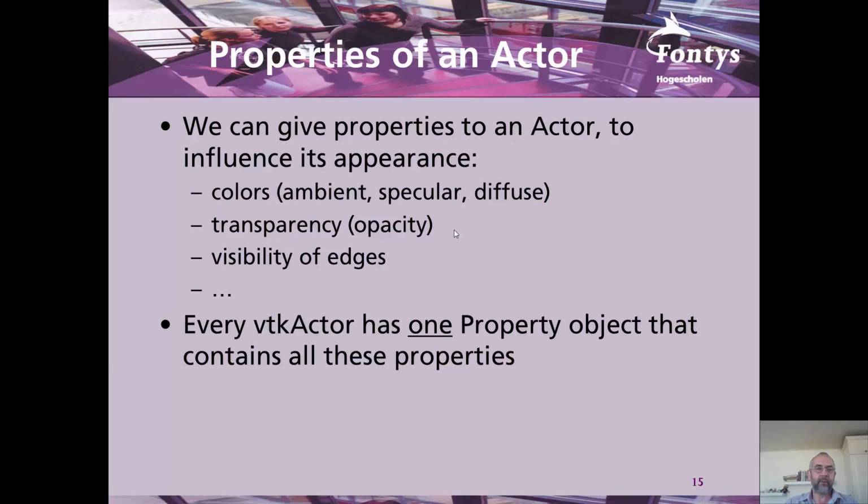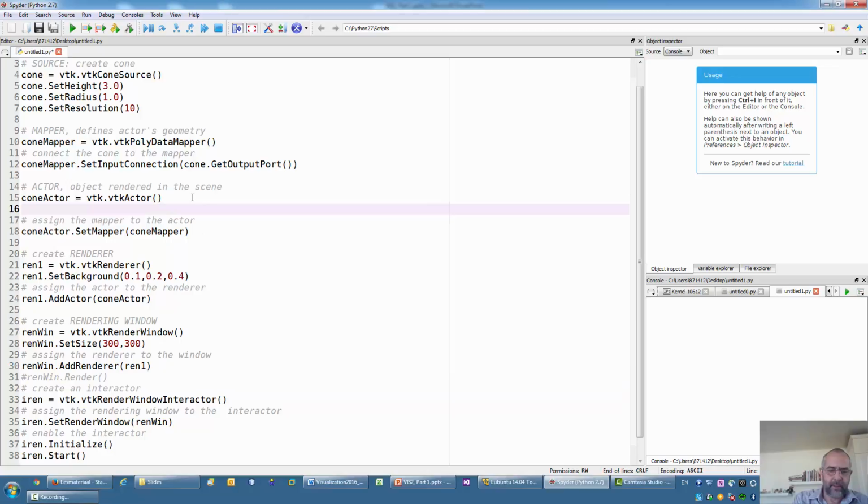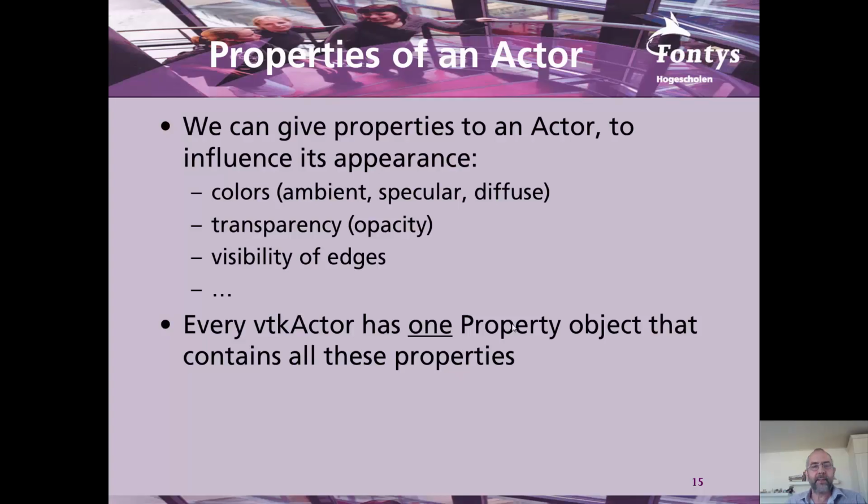Like we had a cone actor in this example program. You would expect, here, that if we have this cone actor, that you can set color, for example. But that's not how it works. The cone actor itself does not have a set color or something like that. What you have to do is, in that property object, you can set the color.